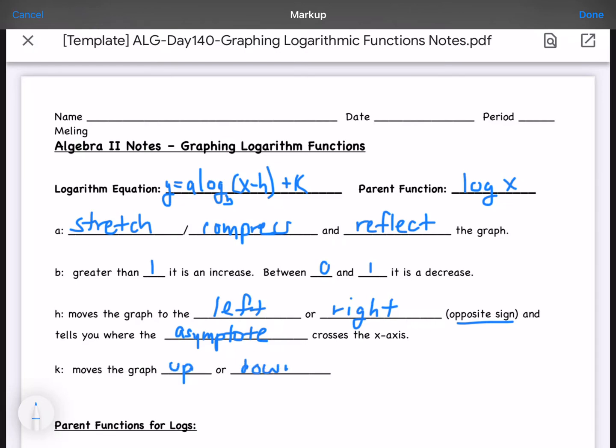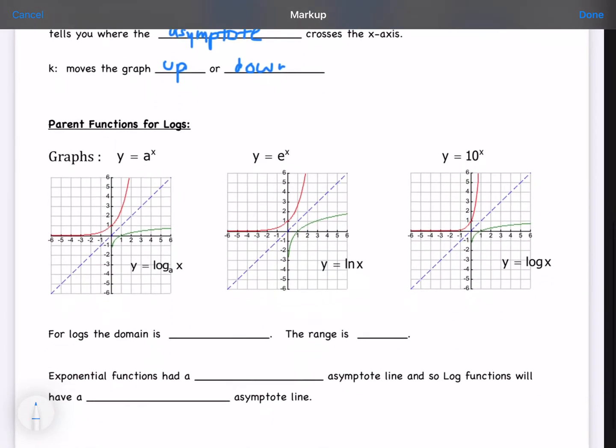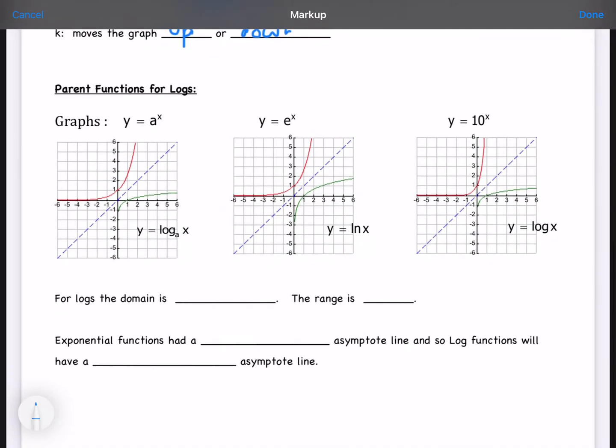Now, if you're thinking about a logarithm graph, it is basically the inverse of the exponential graph that we just finished doing in our last unit. So if you think of it that way, it's the inverse, which means for every x, y, it's now reversed. The x values are the y values, and the y values are the x values.